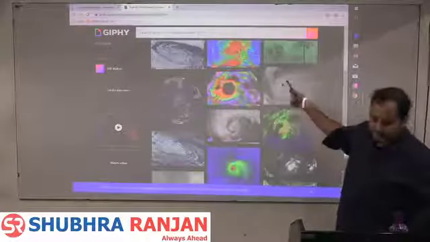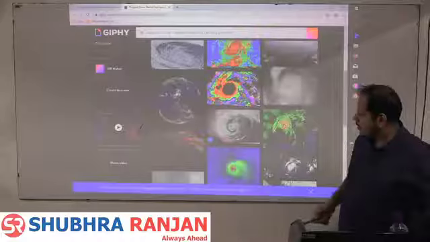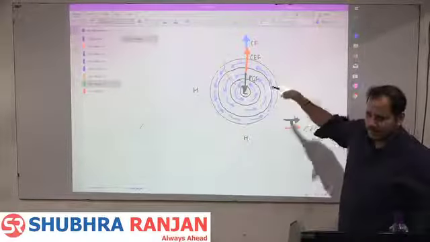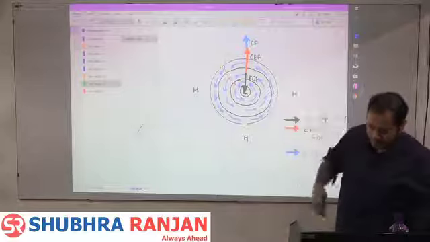Anti-clockwise, proper. Only thing is we cannot show this in the diagram. We show it this way. This is what is the gradient wind.